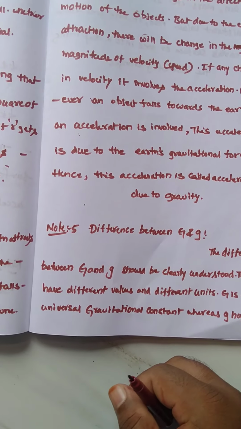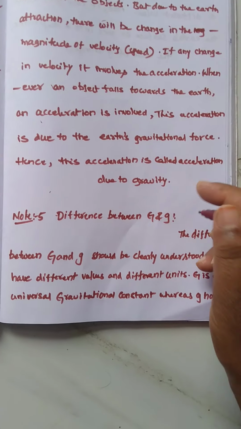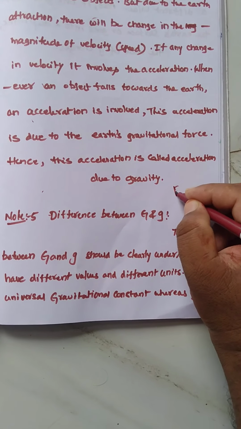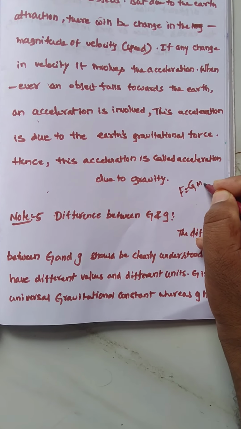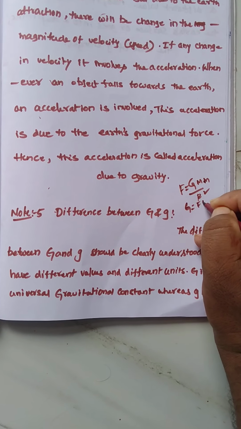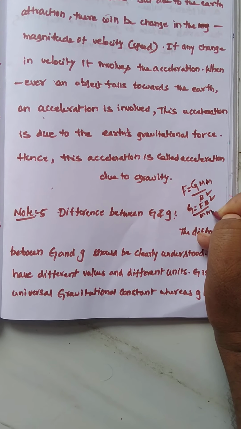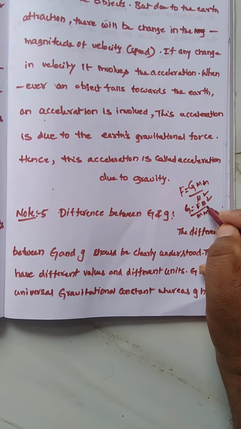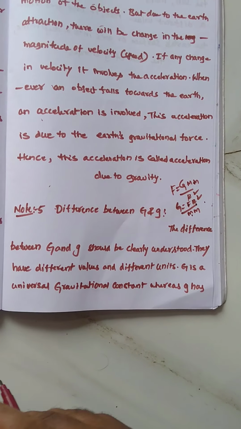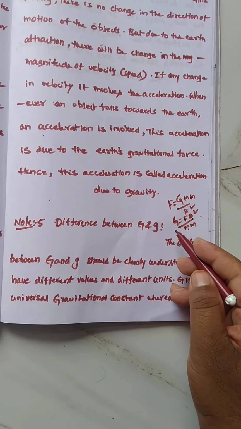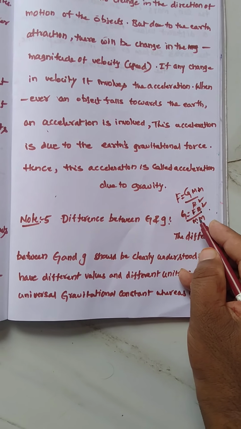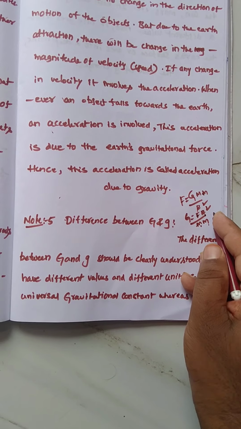So what is the unit of G? If you want to remember, don't blindly remember the units. Why? Because we know very well F equals G m1 m2 by R square. Here G equals F R square by m1 m2, right? Then F means newton, R square means meter square, and m1 m2 goes to the denominator, so kg power minus 2. Like this you can remember. So the unit of G is newton meter square kg power minus 2.